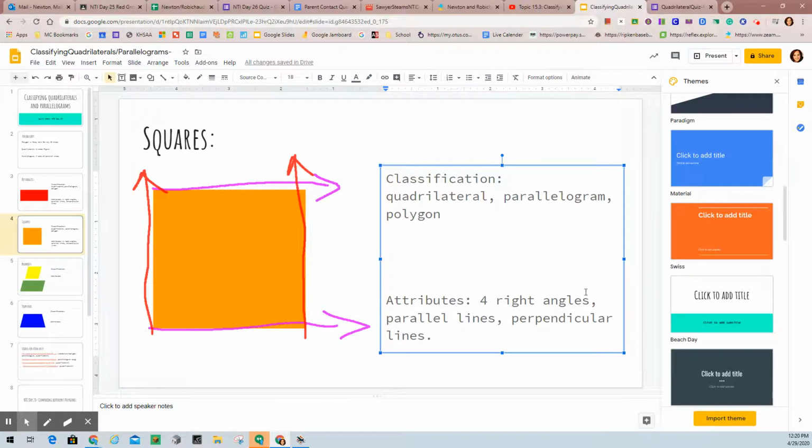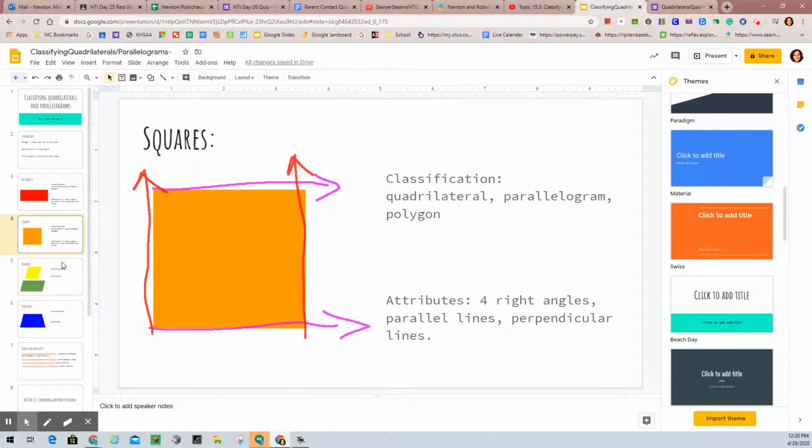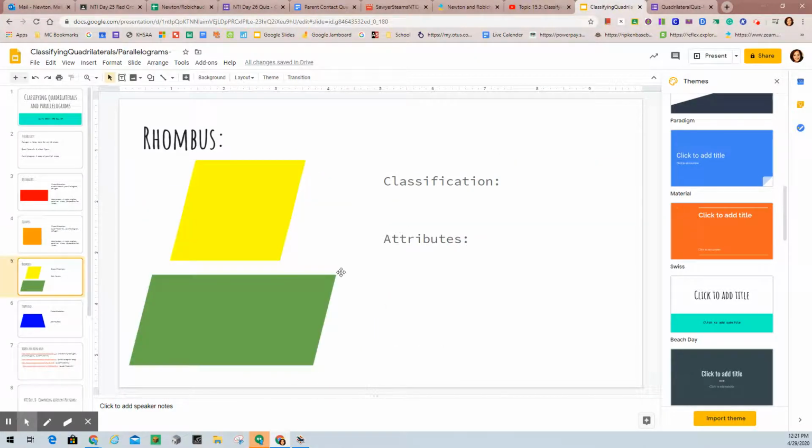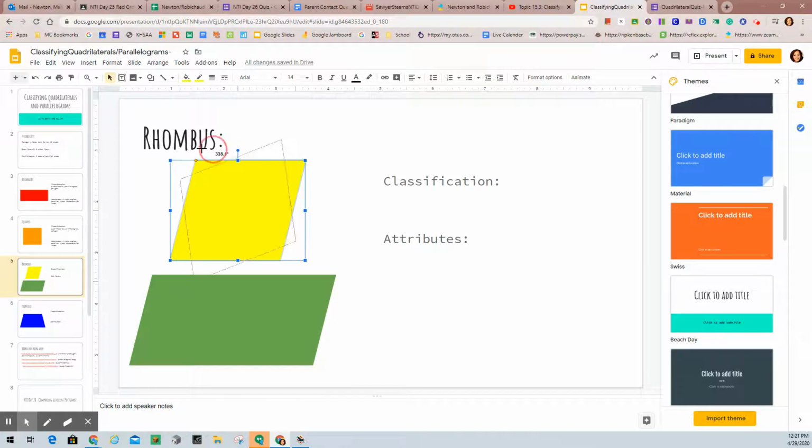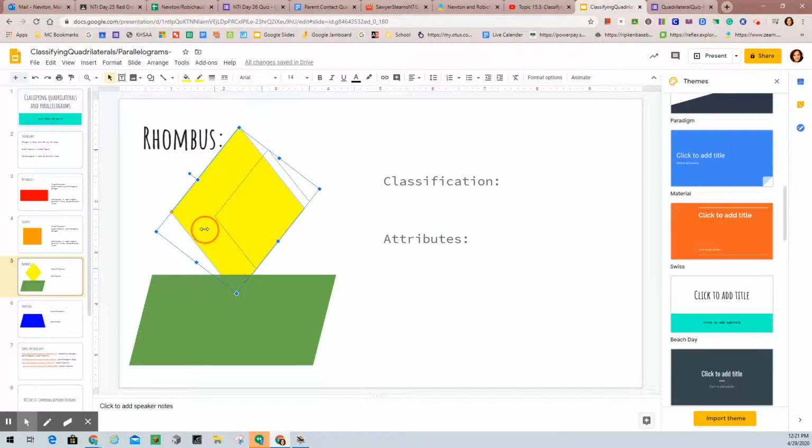Okay, so those would be my attributes: 4 right angles, parallel lines, and perpendicular lines. Let's move on to our next shape. Oh, rhombus. Rhombuses look like diamonds if you turn them like this. So I might just turn this one just so we can kind of see.